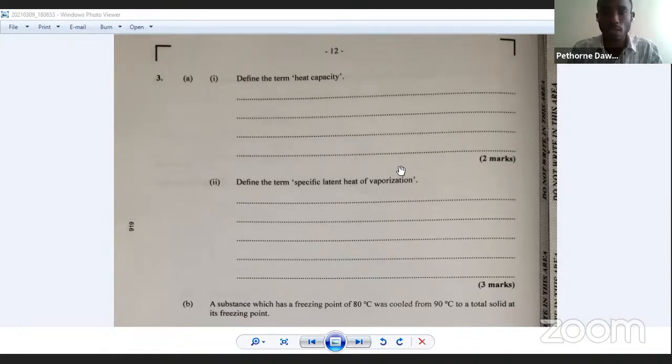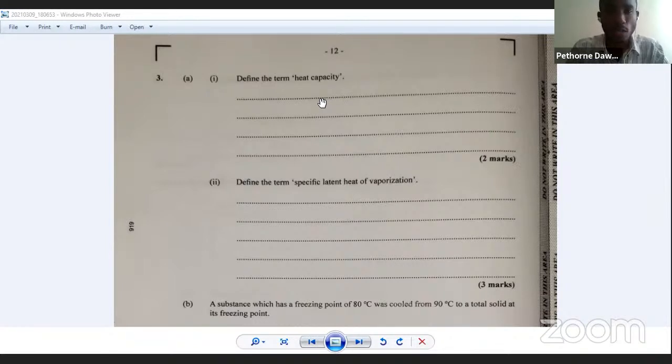So for the 2 marks for your definition, we need to say the energy required to raise the temperature of an object by 1 degree Celsius or 1 Kelvin. Remember, degrees Celsius and Kelvin are units used for temperature measurement, and the Kelvin is the more used one in physics because that's the absolute scale one. All right, so the definition, if you didn't get it: the energy required to cause an object's temperature to rise by 1 Kelvin or 1 degree Celsius.